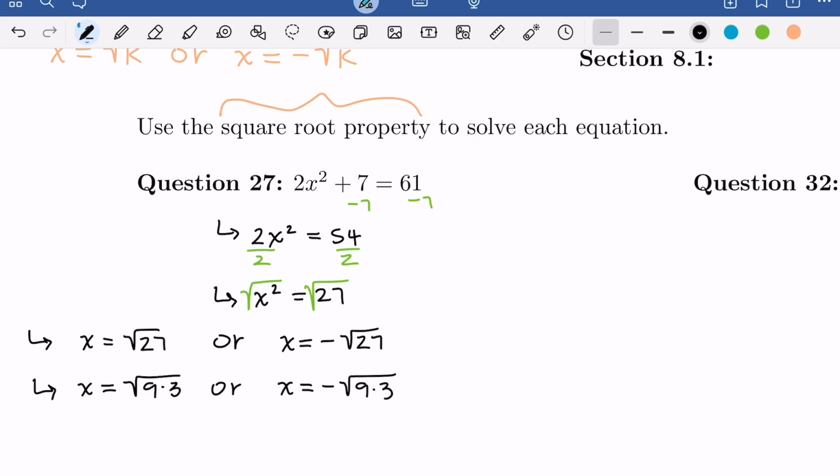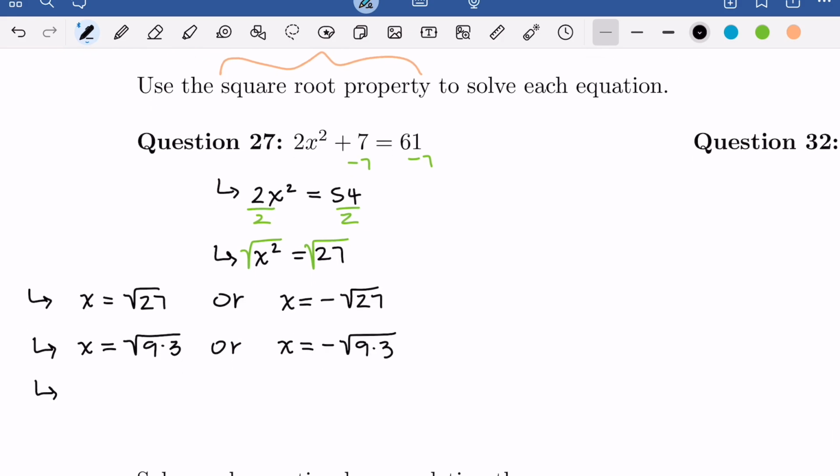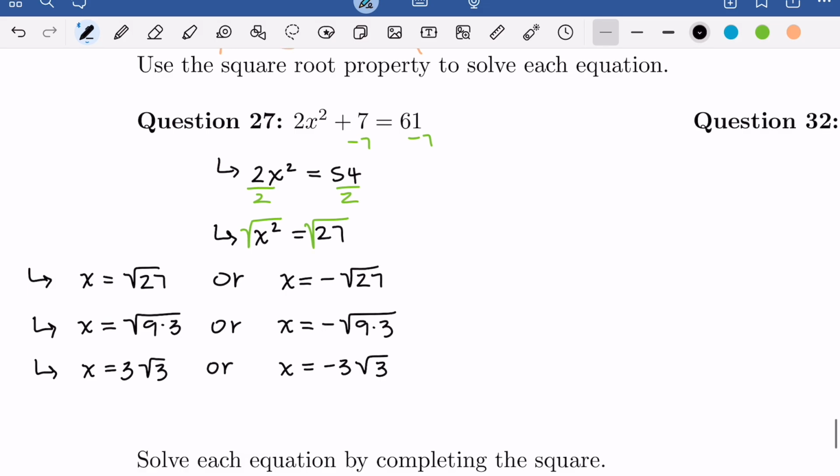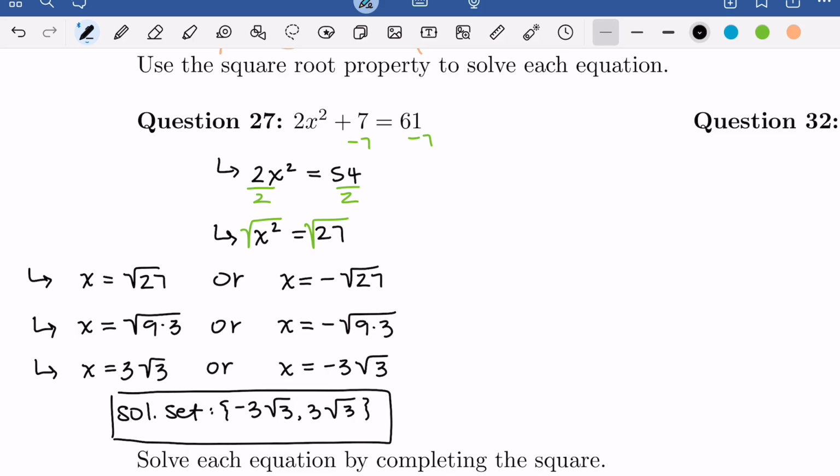So we have this here, and then using the product rule, we know that this is the same thing as the square root of 9 times the square root of 3. The square root of 9 is 3, so we're left with 3 root 3, or negative 3 root 3. So for this example, our solution set is going to be negative 3 root 3 and 3 root 3. So that's how we'd use the square root property in this example.